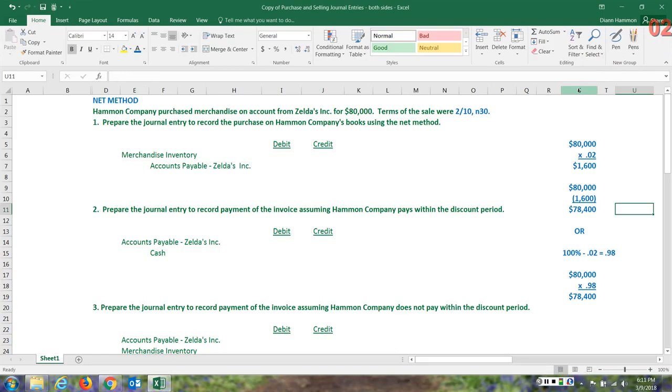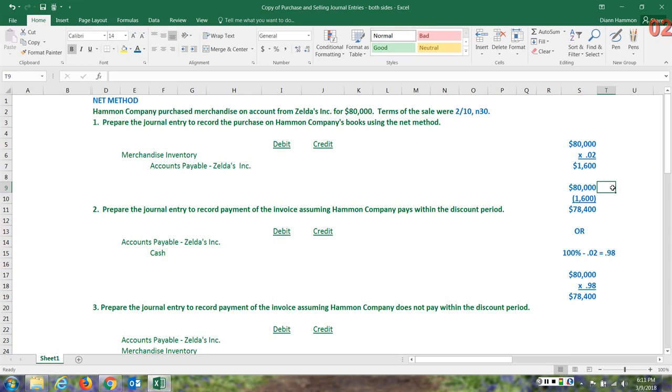Okay, notice here on the right-hand side I have some calculations for you. We have the $80,000, which is the value of the merchandise that was purchased on account from Zelda. And we're going to multiply that by 2%, which is the amount of the discount, which turns out to be $1,600. So this is doing it in a two-step process. We multiply the $80,000, the full amount, times the discount. We get the amount of the discount that could be applied.